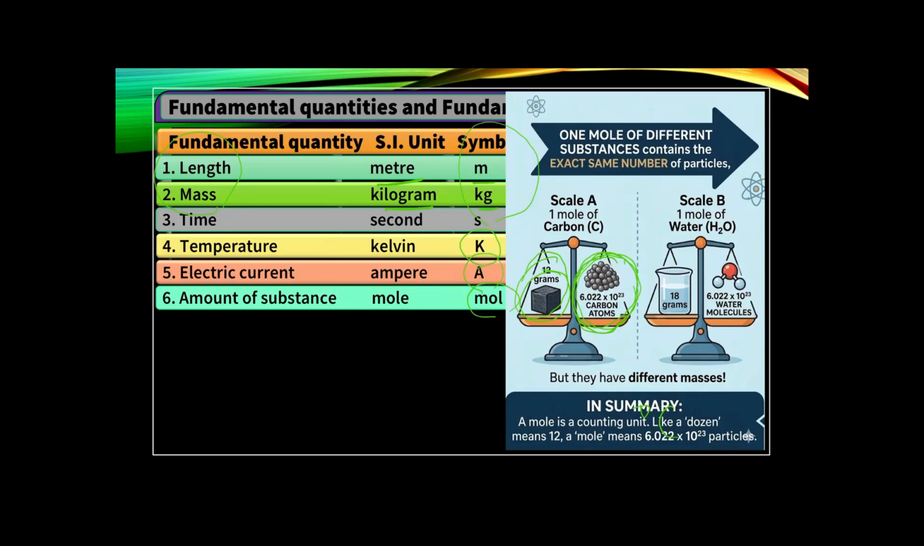12 gram of carbon. But look at water. To have the same number of molecules, the Avogadro number, how many grams of water are needed? 18 gram. So 1 mole of water means 18 gram. 1 mole of carbon means 12 gram. For the time being, that's enough. Remember, this is in chemistry, which is amount of substance.